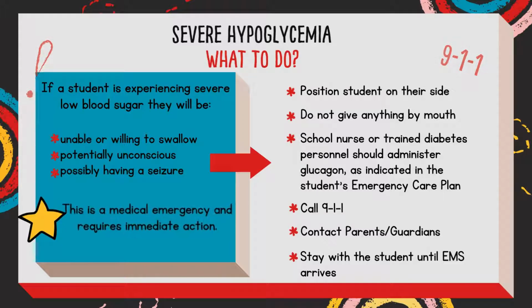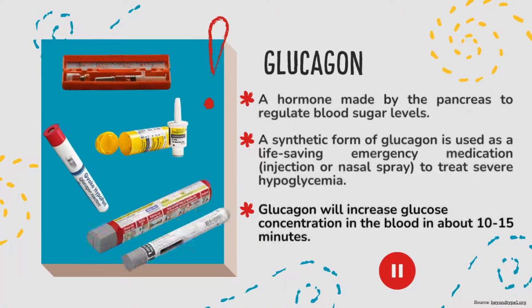A student who is severely hypoglycemic may be unable or unwilling to swallow, potentially unconscious, or possibly having a seizure. Position the student on their side to keep them safe. Don't attempt to put anything in their mouth and remain with the student until the school nurse or another diabetes-trained school staff member arrives to give aid, and administer the life-saving medication, glucagon, if prescribed and ordered per the Diabetes Medical Management Plan. Activate EMS by calling 911, notify the student's parents or guardians, and remain with the student until emergency services arrive.